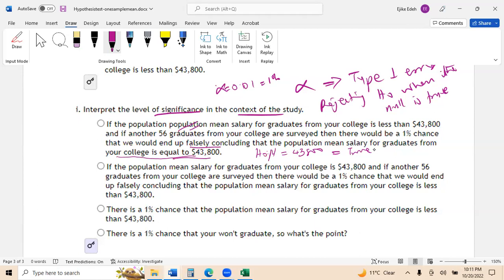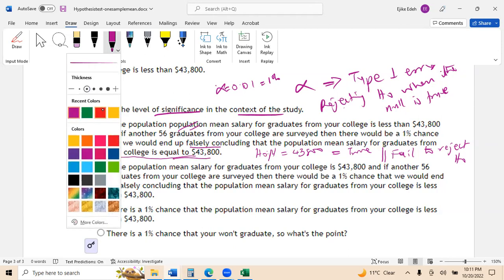Okay, so when you falsely conclude that the null is true, it means you actually fail to reject the null. That is how it will be interpreted. If I falsely conclude that the null is true, it means that I fail to reject the null, because if the null is true, then I fail to reject it. But type 1 error has to do with when you reject the null.